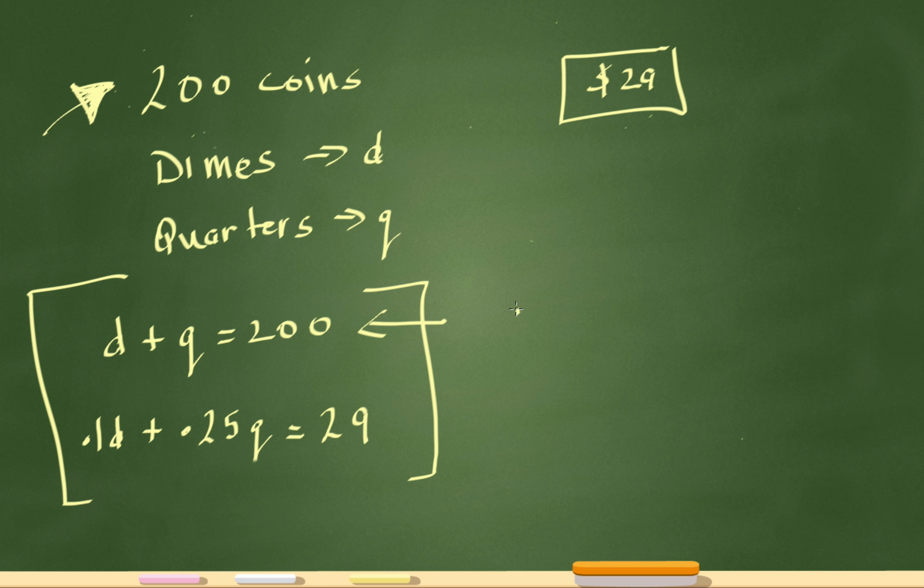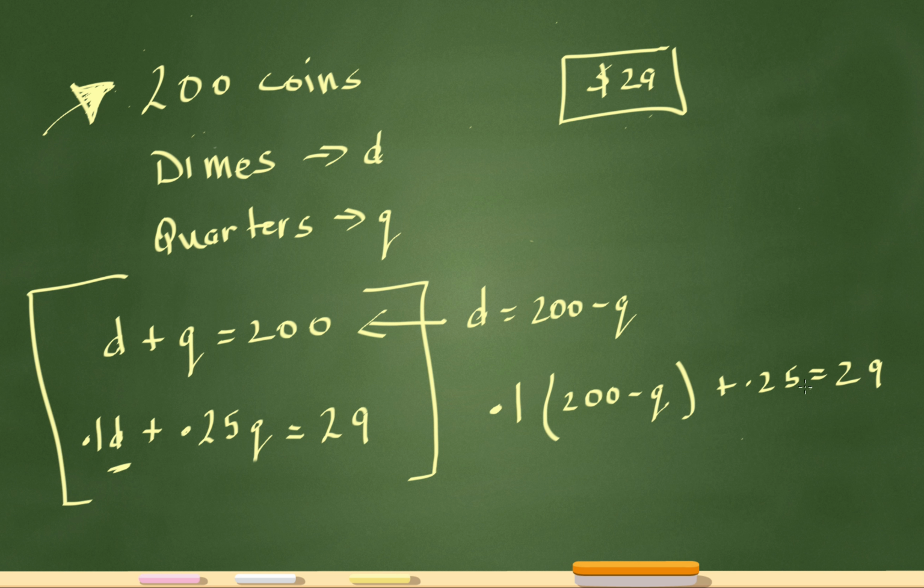I'm going to solve for D over here, and here's why. If I solve for D, D will equal 200 minus Q. Now I'm going to take that D and throw it back in there, and then it'll all connect. So 0.1 times (200 minus Q) plus 0.25Q equals 29.